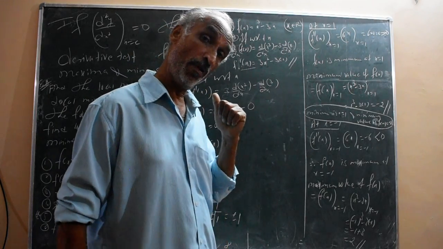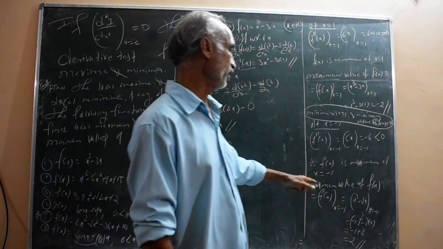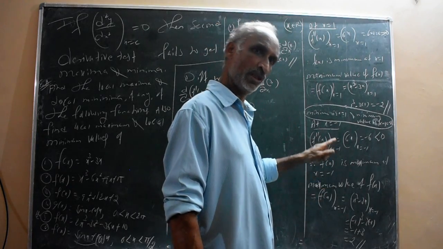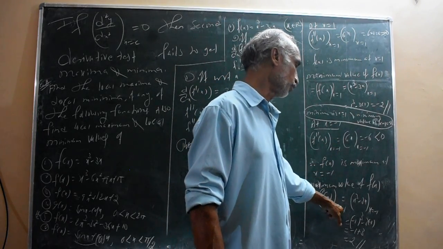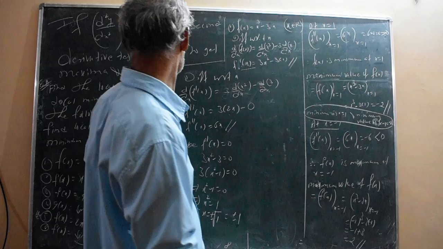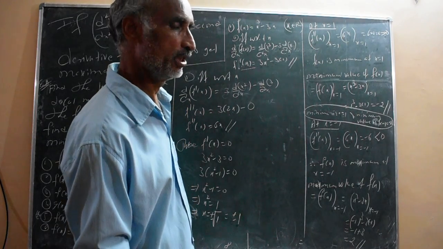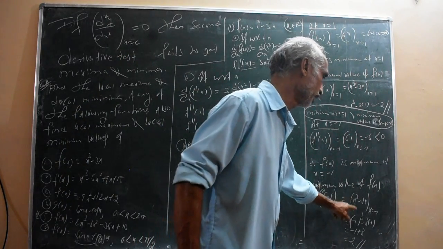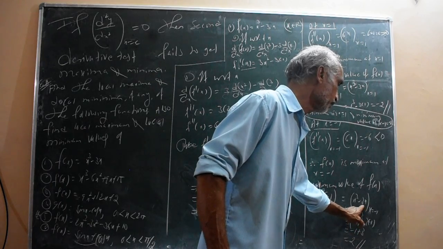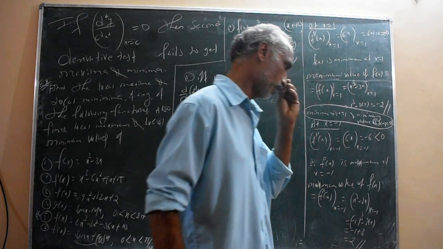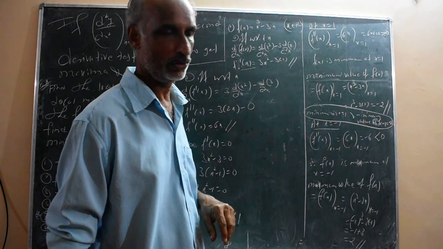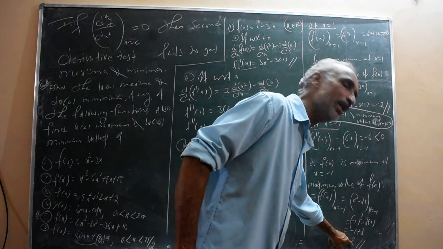And how to get the maximum value of the function? In the function f of x, take x equals -1. f of x is x cube minus 3x, so with x equals -1, it is (-1) cube minus 3 into (-1). Therefore, -1 plus 3 equals 2. This is the maximum value of the function.